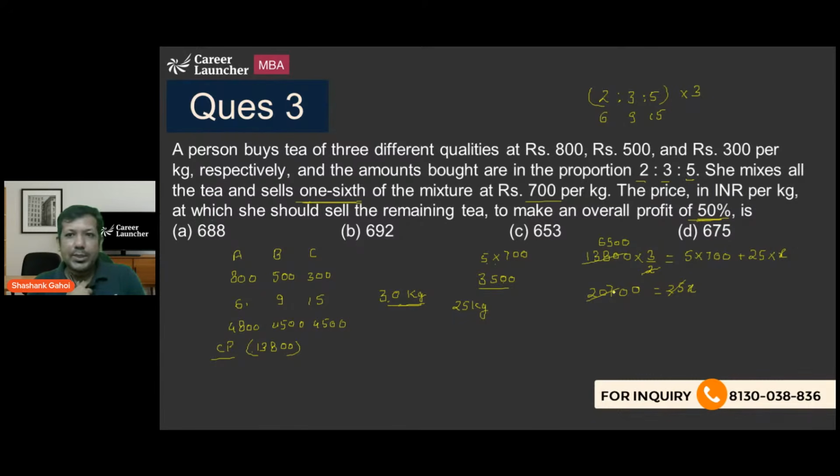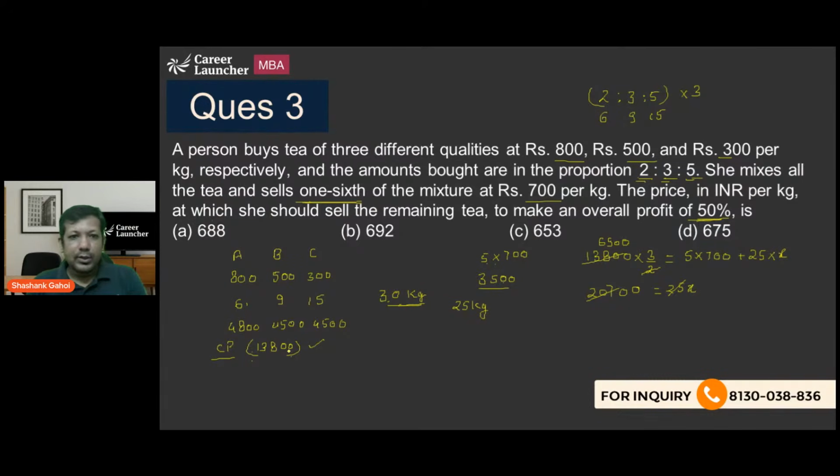Did I make some mistake? So a person buys 3 types of tea, 800, 500, and 300. And he bought in the proportion of 2 is to 3 is to 5. He mixes the tea. So basically 800 into 6, 9, and 15, 30 kg. So it is 4,800. It is 4,500. It is 4,500. So total cost price becomes 13,800.